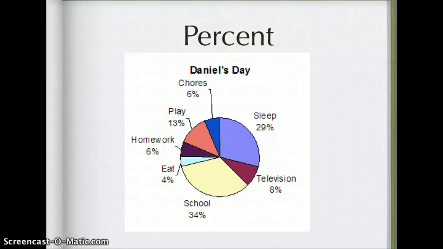Here's another representation of percents. This isn't something that you would need to copy down in your notes, so just look at it. This is a chart called Daniel's Day, and it's breaking up the activities that he does throughout his day into percentages. He spends 34% of his time at school, 4% of his time eating, 6% of his time doing homework, etc. If we add up these percents, they should equal 100, because we're wondering how much he spends in his day per 100.